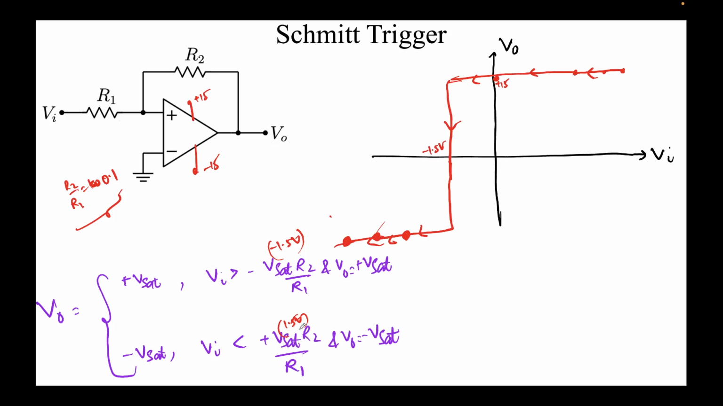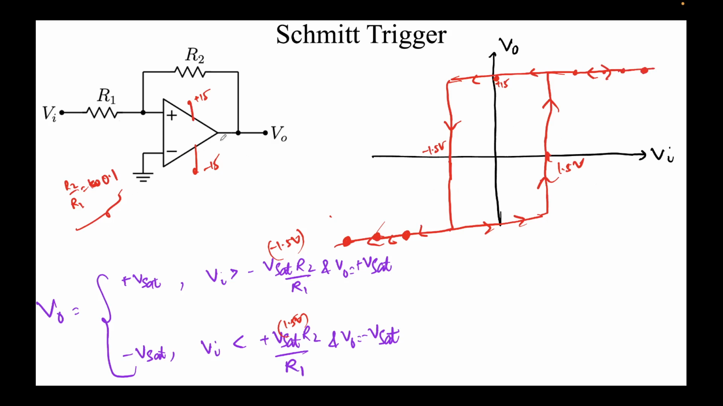Till Vi is less than 1.5 volts, it will remain at minus V sat. So let's say this is 1.5 volts, and only then this will switch to a higher voltage like this. And for higher Vi, naturally it will be over here. So this is how V0 over Vi looks for this Schmitt trigger in these specific cases.